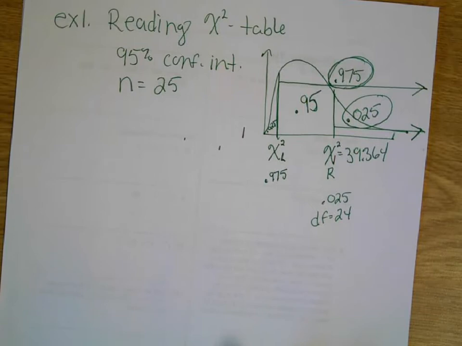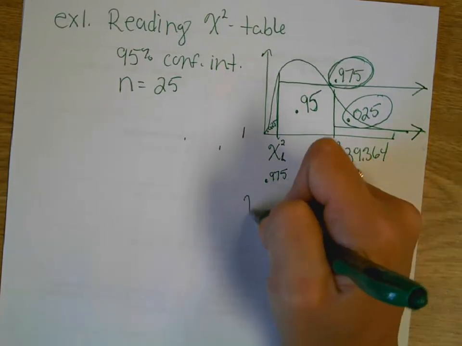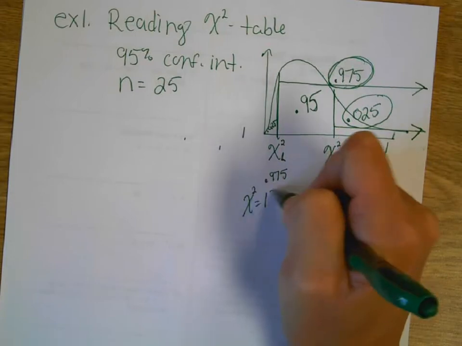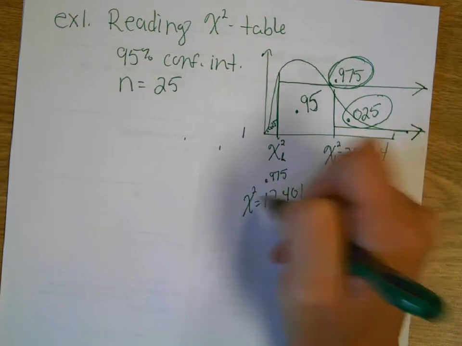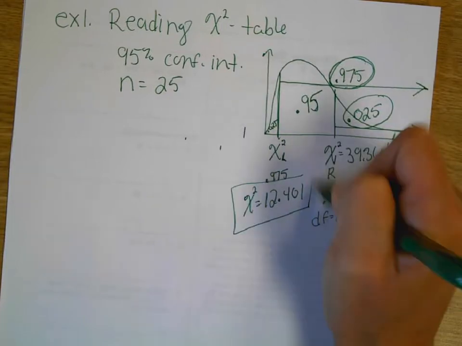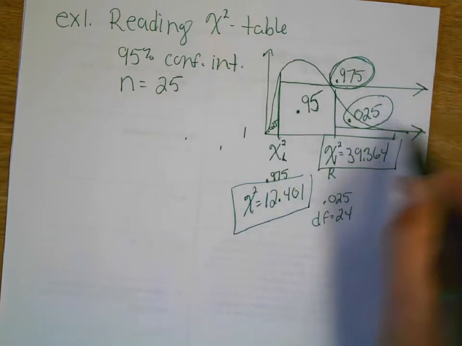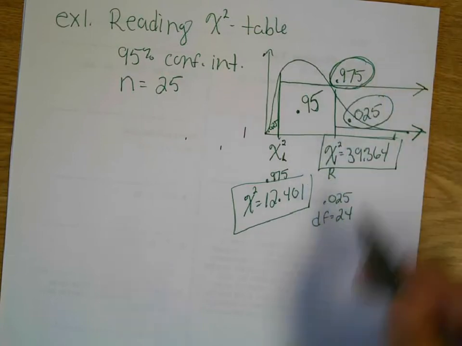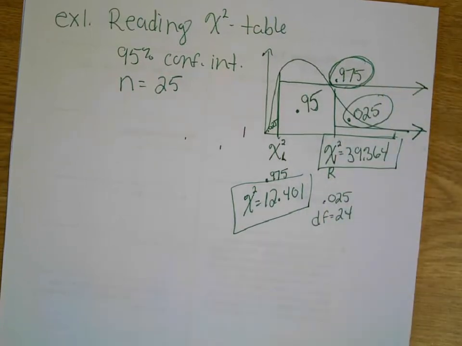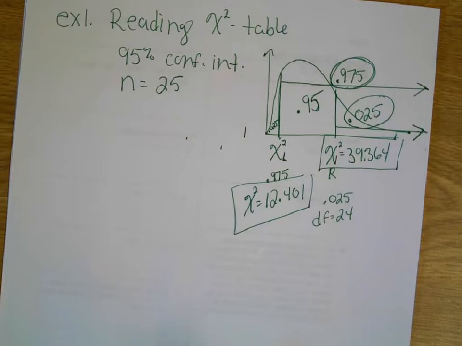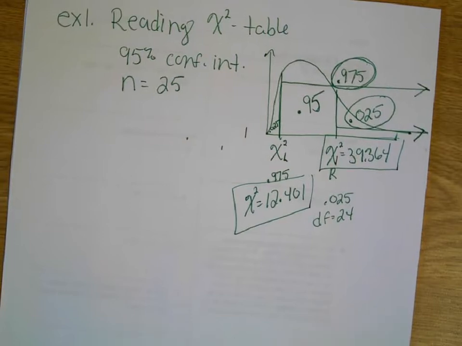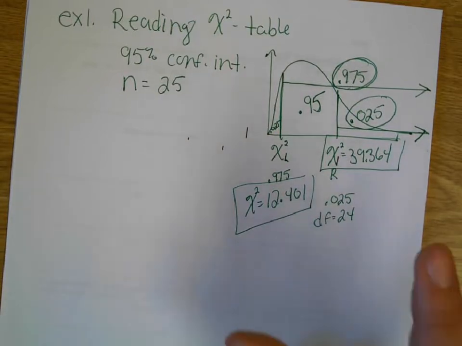I don't know what it is. Or what you get? I guess I do know what it is. 12.401. So total area to the right and degrees of freedom, because it's in the formulas. All right. I see, I have to subtract. Are you good? Yeah. Okay, so that's just reading the table.